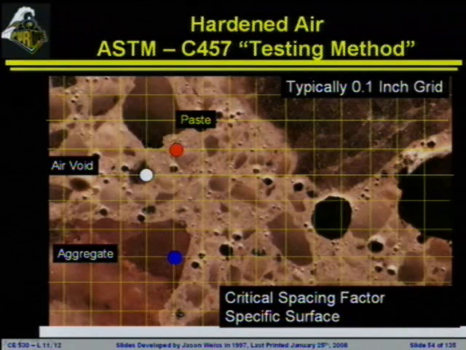And what you would be doing with the microscope is you would be moving from one point to the next point, to the next point, to the next point, and you would be reporting back what you see at those individual points. So ASTM C457 is basically a test method that's set up where you're going to look through the microscope and you are going to have the sample on a moving table.